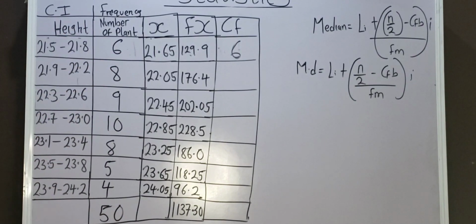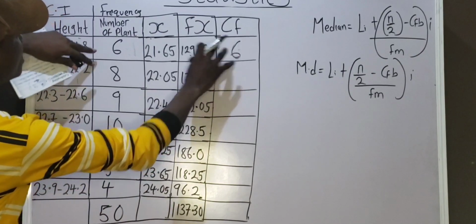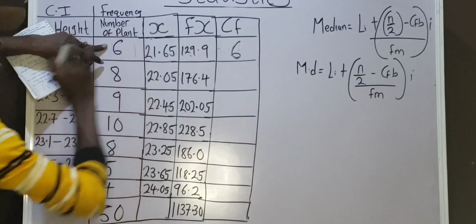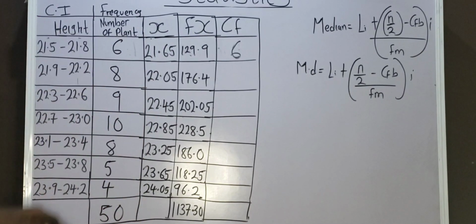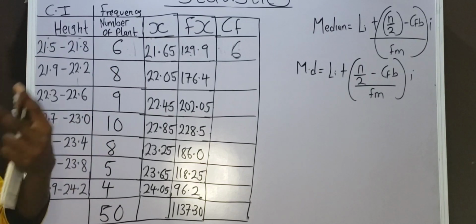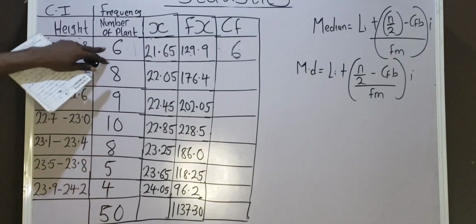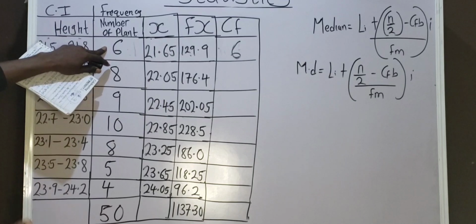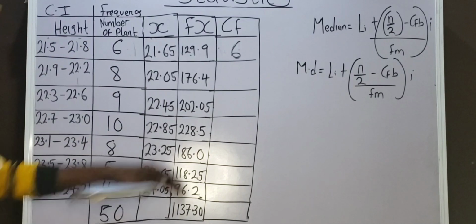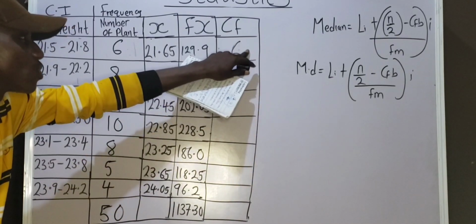Cumulative means addition. You understand? Cumulative, summing up. So now, the cumulative frequency of this cell will be the sum of the frequency before the cell and the frequency of the cell itself. But there is no cell before this 6. So I'm going to have 0 plus 6. That is 6. Okay? That is how I got the cumulative frequency of this cell.